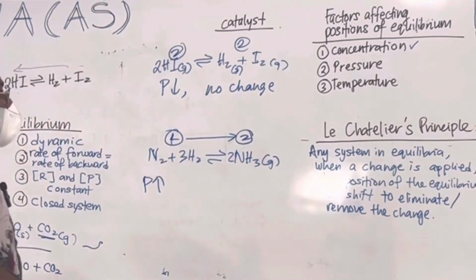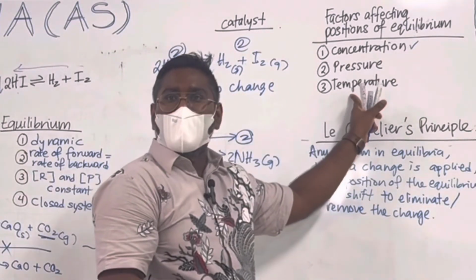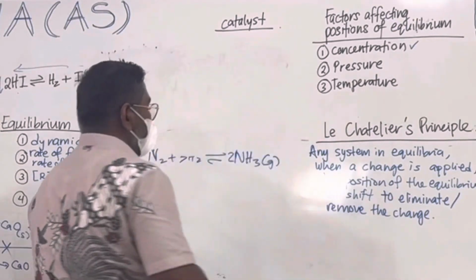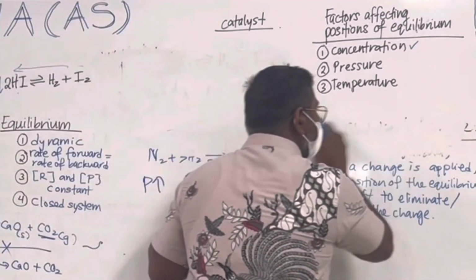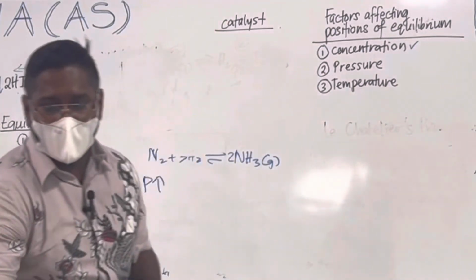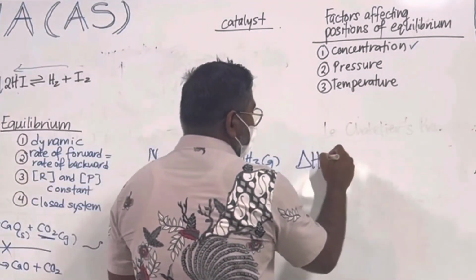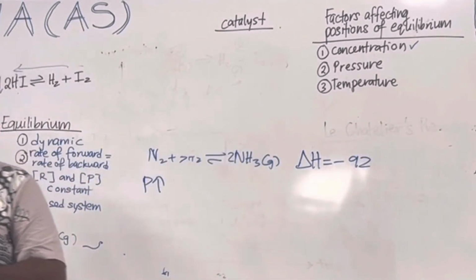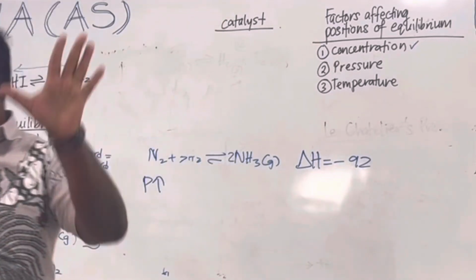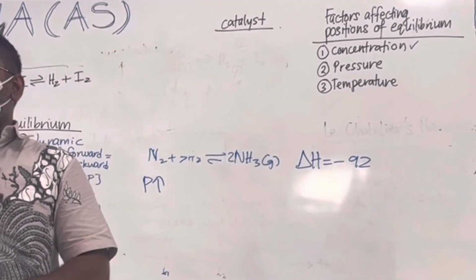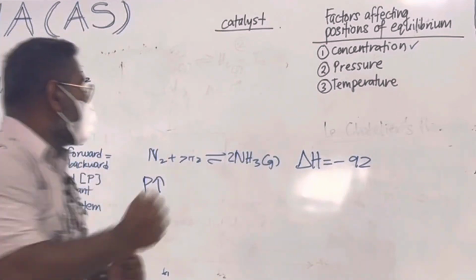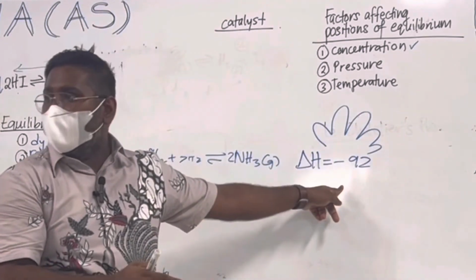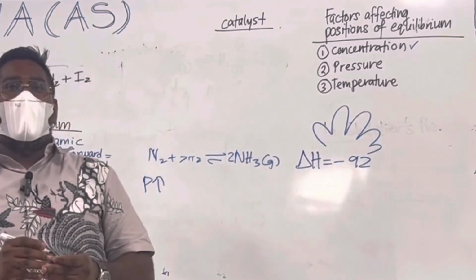Now, the last part that I want to teach you today is this temperature related. I'll show you for this example. This is going to be an exothermic reaction, and they will usually say delta H is negative 92. They will give you this value. Now, remember last time I taught you about the hand method. When it is exothermic or endothermic, you put your hand over there. This is exothermic, correct? Negative. You put your hand for exothermic reaction.